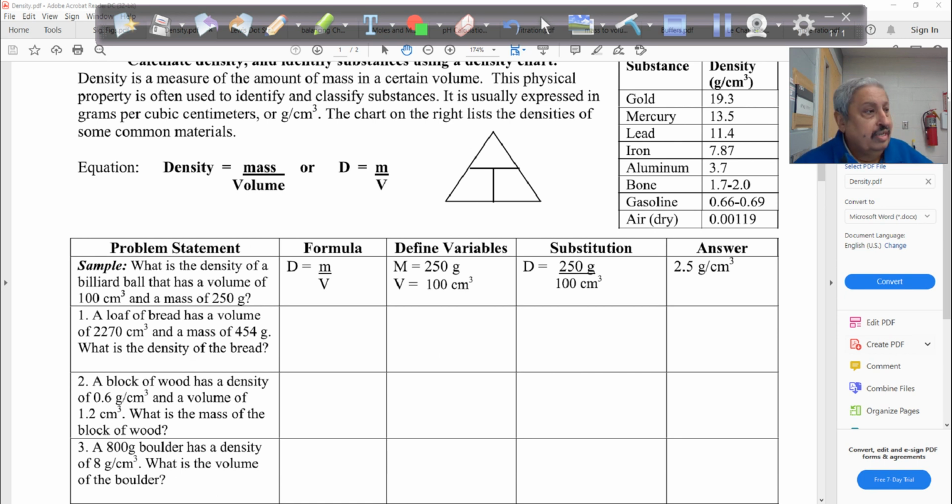Again, it's gram per centimeter cube or gram per mL. For solids, always gram per cubic centimeter. For liquids, gram per milliliter. For gases, gram per liter. So those are the 3 different units. Gases, gram per liter. Okay. For liquids, gram per milliliter. For solids, gram per cubic centimeter. Okay, so those are the units.